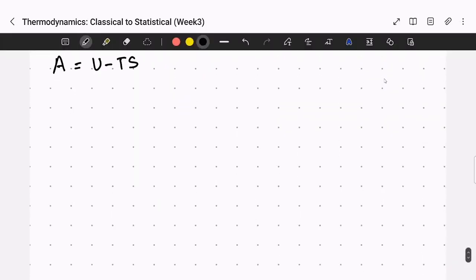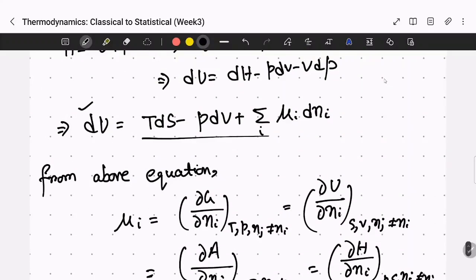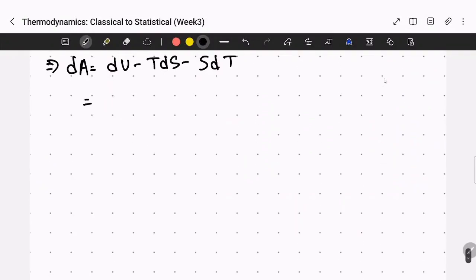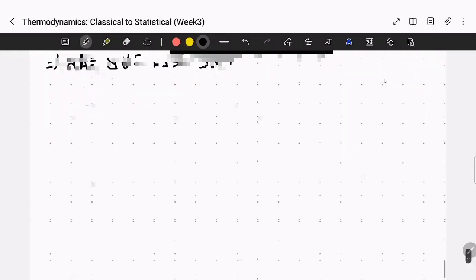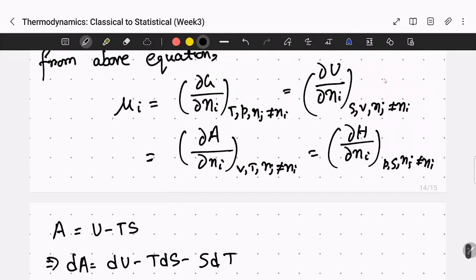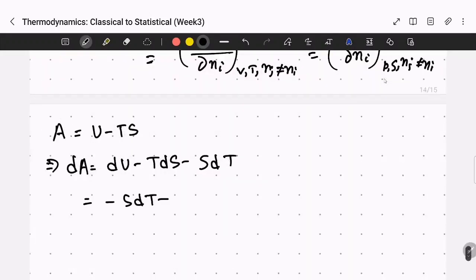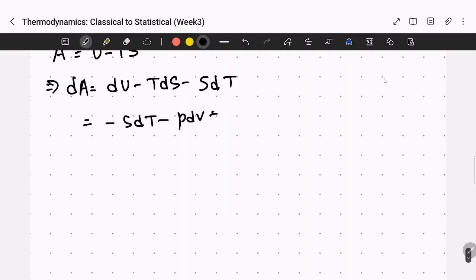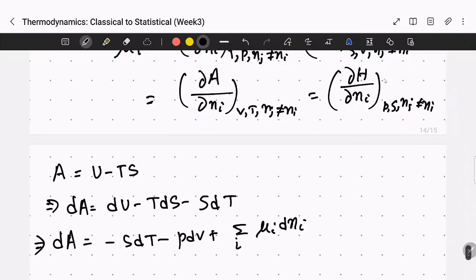So if it is the case, then dA will be dU minus T dS minus S dT, and dU we know, so T dS will be cancelled out. It will be minus S dT minus P dV plus the sum over i of mu_i dn_i. It was easy. So from here you can also write this. Okay, so let me stop. If you have any question, you can ask.